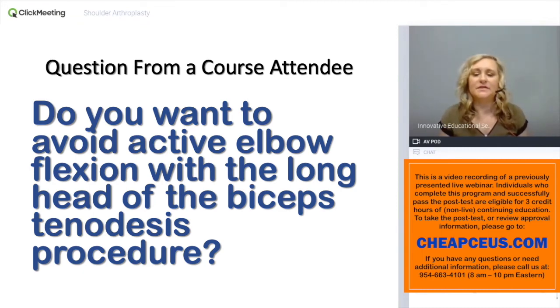Do you want to avoid active elbow flexion with the long head of the biceps tenodesis? You're going to follow the specific protocol for the physician that performed the procedure. However, generally speaking, when there is a tenodesis, because that tendon has been reattached to the bone, it needs time to heal. So active contraction is going to be limited initially, as well as stretching. And then oftentimes in those protocols, you see that when you can start active motion, you're just doing real small range isometrics, maybe progressing that very slowly into those outer ranges.